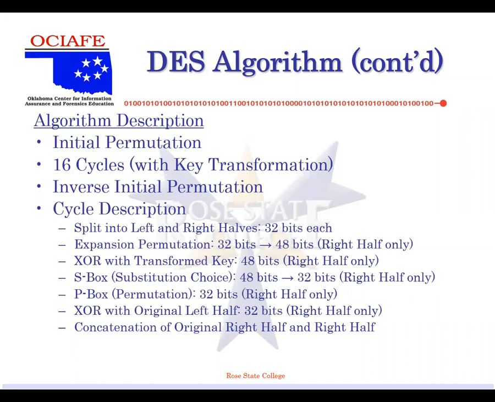Here are the 16 cycles. First of all, we start with a 64-bit block of text. We split it in half, and we get left and right. We don't do a darn thing to the left. It just hangs out there. We do everything to the right. We take the 32 bits from the right side and expand it to 48. Then we XOR it with the transformed 48-bit key, which we'll see how that works. Then we use a substitution choice box to bring it back down to 32 bits. Then we run it through a permutation box, XOR it with the original left side, and then put them all back together again. We're going to see how this actually works. Sounds like a lot, but it's actually very simple.